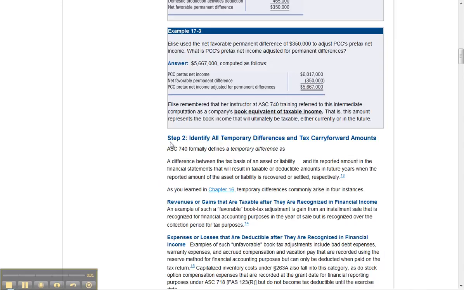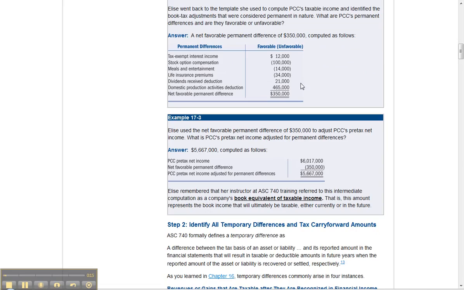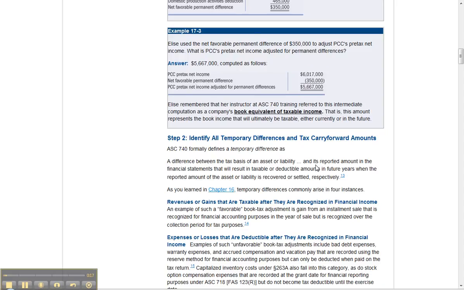Okay, so we are still trying to convert our book income to our taxable income. We've already taken the step of finding our permanent differences and adjusting our book income for those net permanent differences that we arrived at above. And now we've got to figure out what our temporary differences are. So what are our amounts this year that are going to add to or reduce taxable income, but then are also going to reverse in the future years?